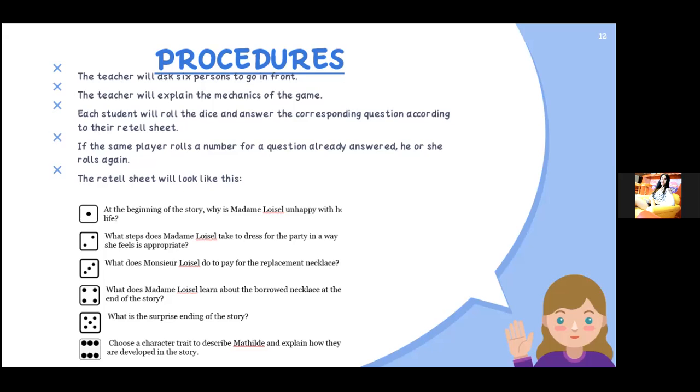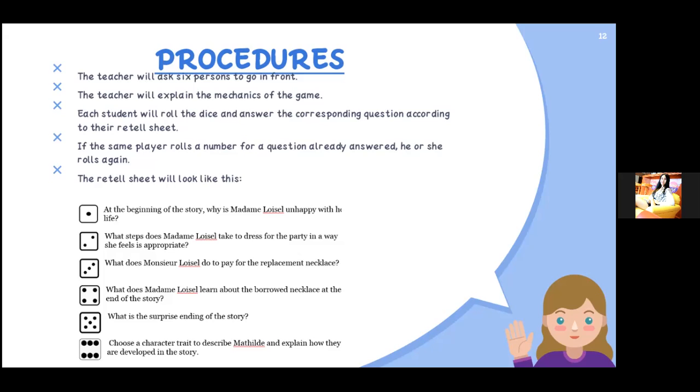If the dice goes to 1, the question will be about the beginning of the story, while Madame Loisel is unhappy with her life. If the dice goes to number 2, the question will be what steps does Madame Loisel take to dress for the party in a way she feels appropriate?